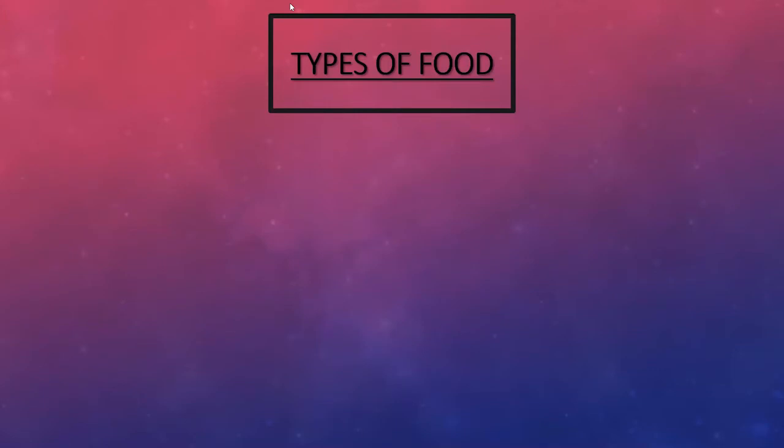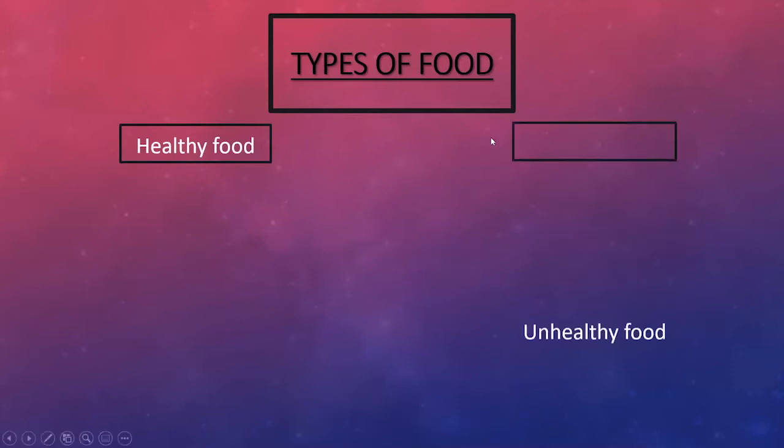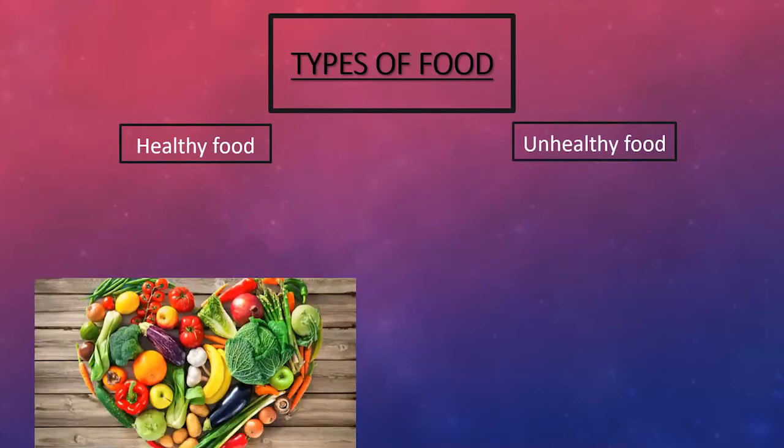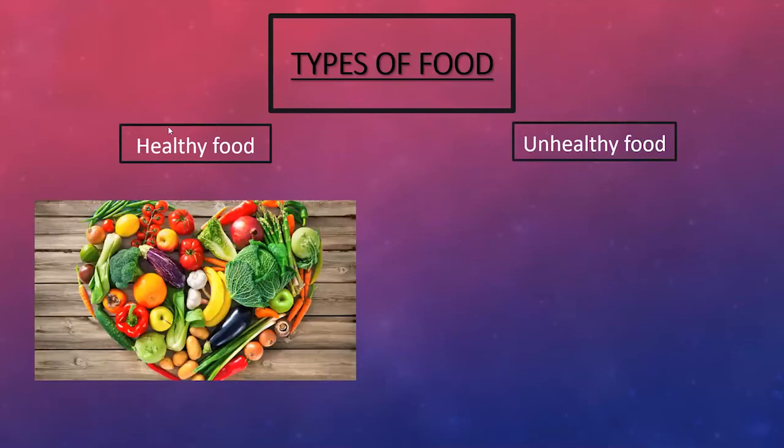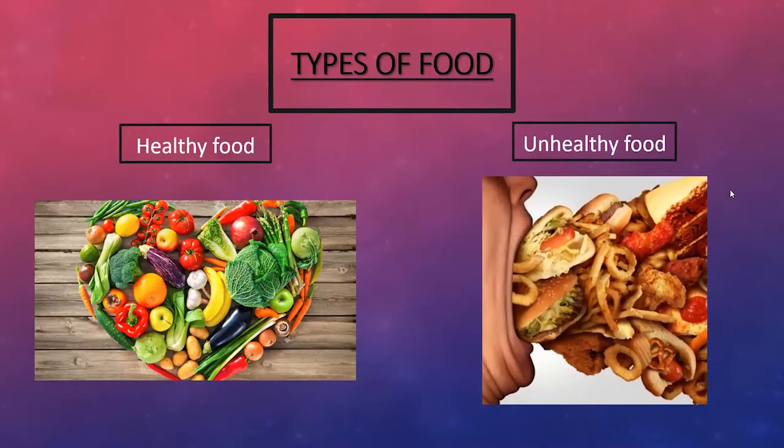So today we are going to talk about the types of food. Okay, as we said in the learning objective, we are going to talk about the types of food. So first of all, we have healthy food and we have unhealthy food. As you may know, with healthy food, we can consider all the vegetables, fruits, drinking water, etc. And on the unhealthy food, we can consider all the fast food that is full of fats or grease, etc.